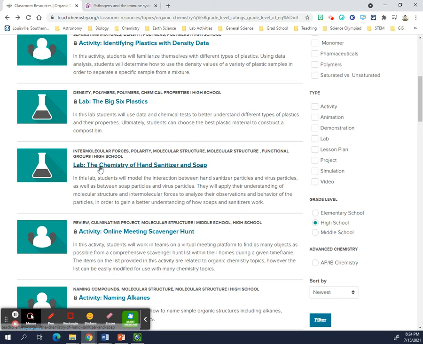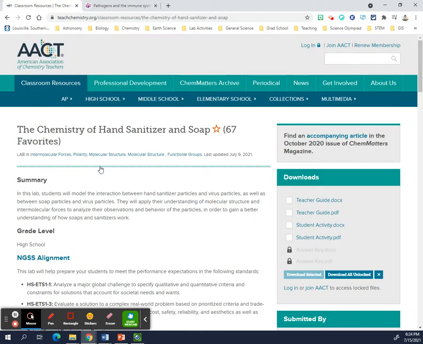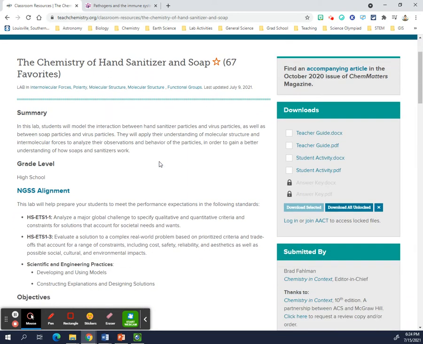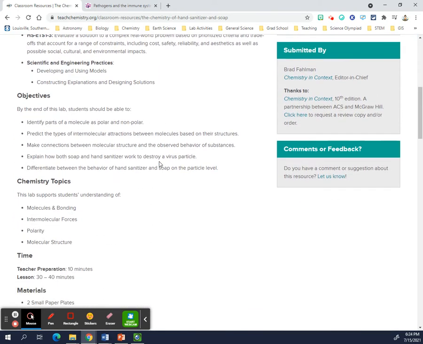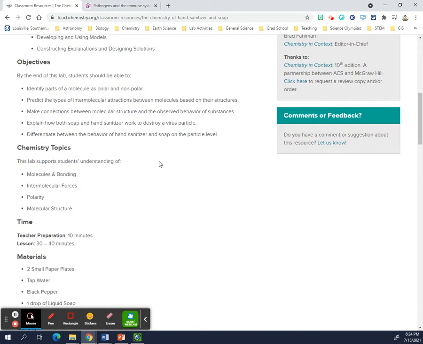This was the one that was free, so I'm thinking about getting a subscription to this, paying for that, or having the school pay for that. So, anyways, this is what we're doing today. This lab focuses specifically on molecules and bonding and intermolecular forces, polarity, and molecule structure. So, specifically, we'll be focusing on hand sanitizer and soap.